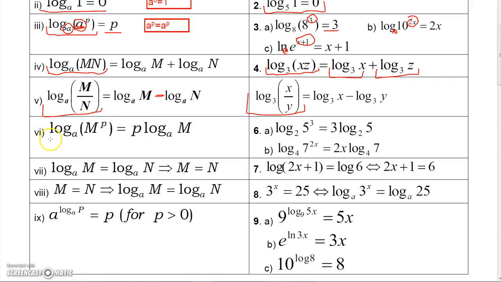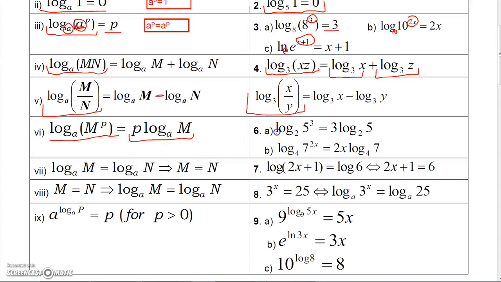Now number 6 here might look a little bit like number 3, but notice the difference. In number 3, these two bases were the same, but in this one it's a different base. So a and m are not the same bases. So what we have to do there is use a property that says the log of m to the p is actually p times the log of m.